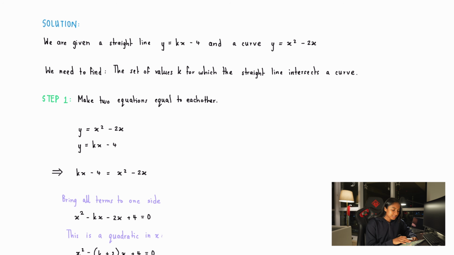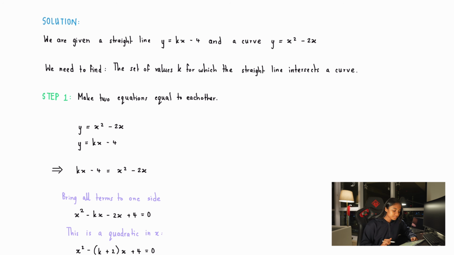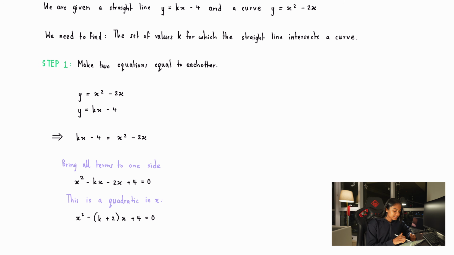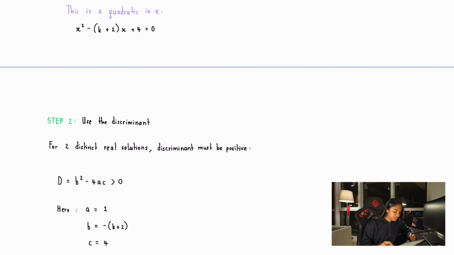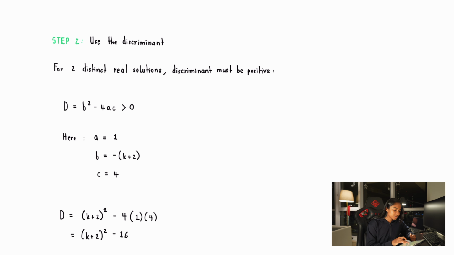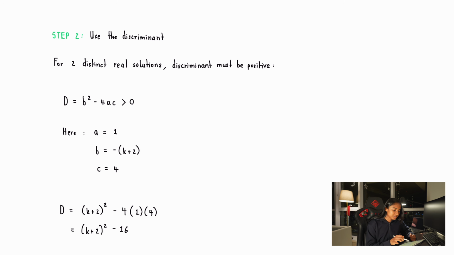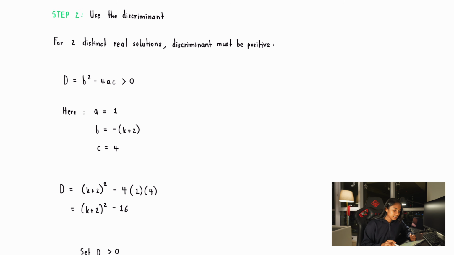So we are given a straight line and the curve. These are the equations for both. We need to find the set of values of k for which the straight line intersects the curve. The first thing that we do is set them equal to each other. We have kx minus 4 is equal to x squared minus 2x. When we bring all the terms to one side, we can see that this is a quadratic in x. So we're going to use the discriminant b squared minus 4ac, and it must be positive for two distinct real solutions. So the discriminant D is equal to b squared minus 4ac is greater than 0.